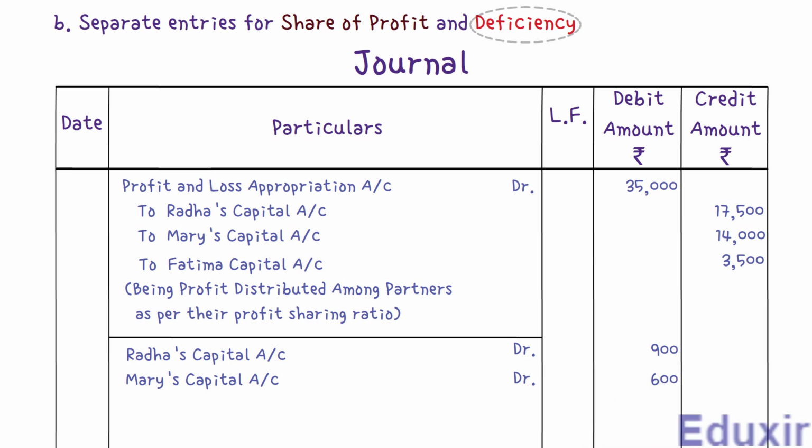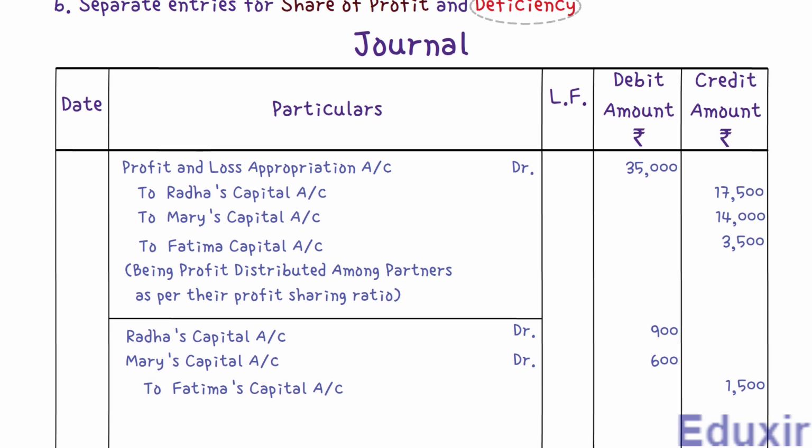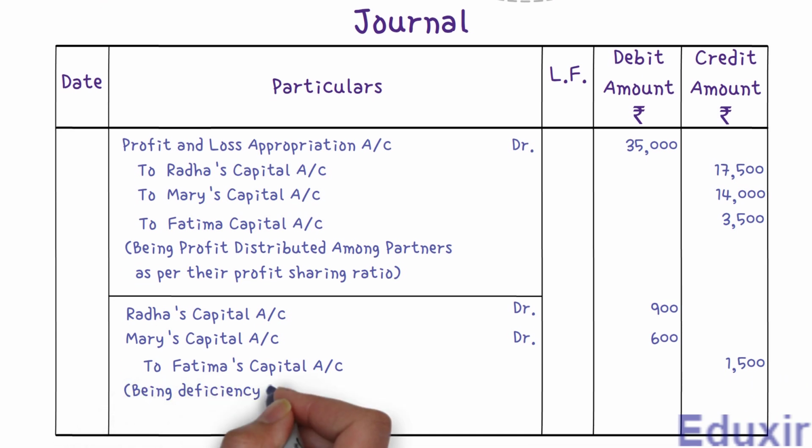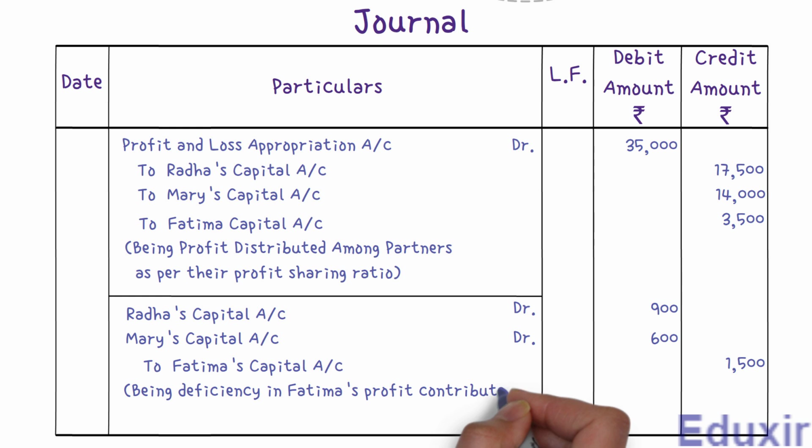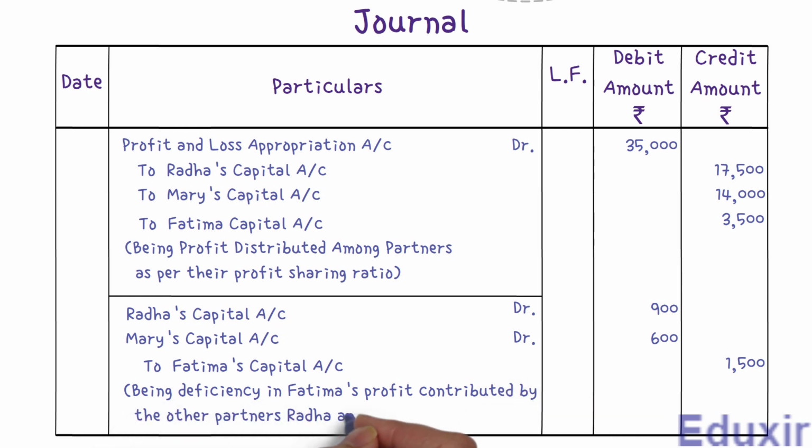Leaving a margin, let us write partner Fatima's capital account as the credit entry. Let us then write the corresponding credit amount of 1,500 rupees into the credit amount column. Let us then write the description or narration of this transaction as being deficiency in Fatima's profit contributed by the other partners Radha and Mary.